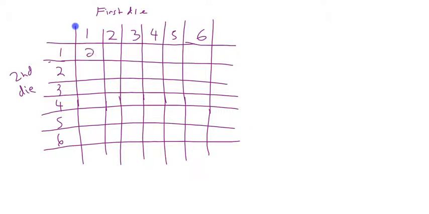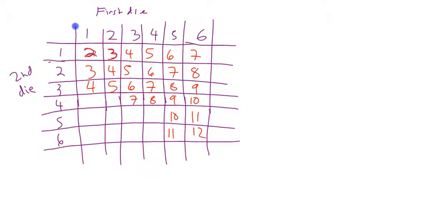So you get a 1 and a 1, that's a 2, a 3. Let's do this in a different color. 2, 3, 4, 5, 6, 7. 3, 4, 5, 6, 7, 8. 4, 5, 6, 7, 8, 9, 10, 11, 12, 11, 10, 9, 8, 7, 6, 5, 6, 7, 8, 9, 10, 9. It fills in pretty quick.